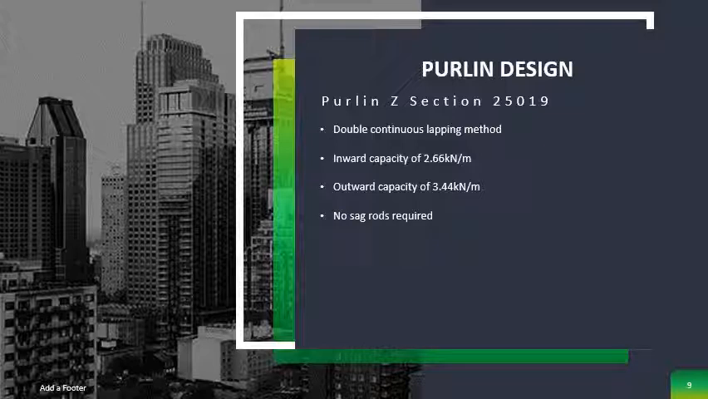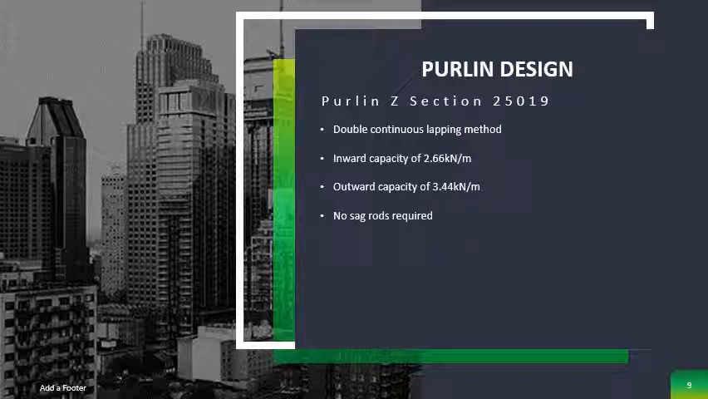Once all these factors were calculated, we could finally move on to our final purlin design. Luckily for us, our assumed purlin from the start has lasted all this way, so no new one was needed to be selected and adjusted for. For the structure, a double continuous lapping method was decided upon.